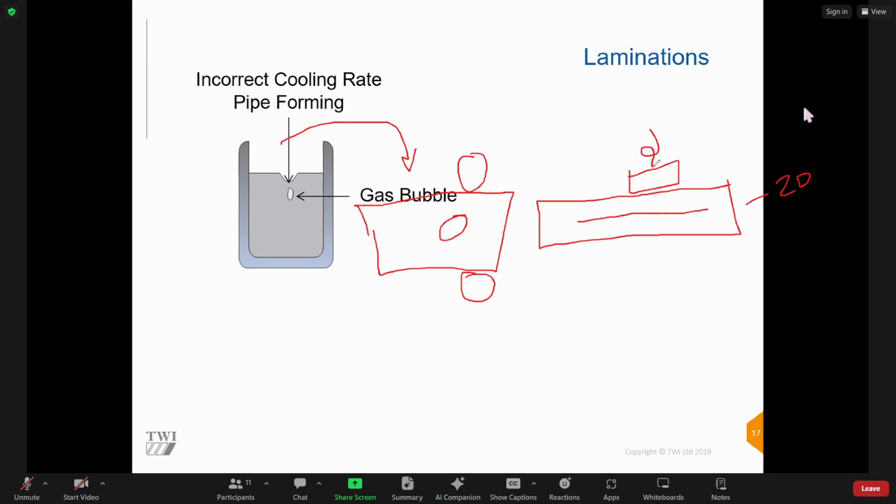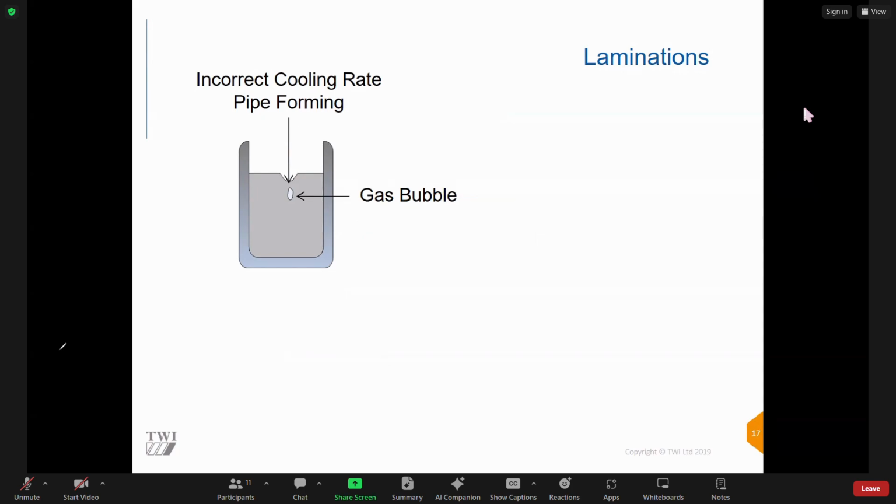Put an ultrasonic probe on there. Okay, and that sound wave will hit the defect, come straight back. We can be pretty sure that's a lamination. Okay. So fine laminations in plate and in pipe. Remember, it's in the middle thickness, it's in the roll direction, and we find them very easily with ultrasonic testing.